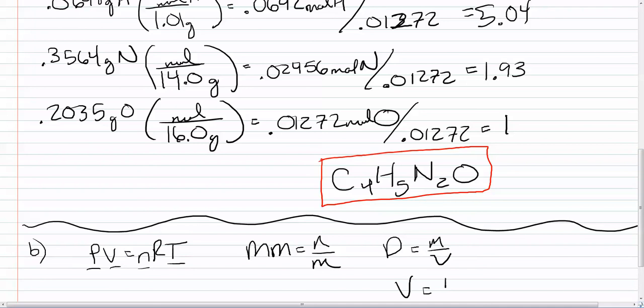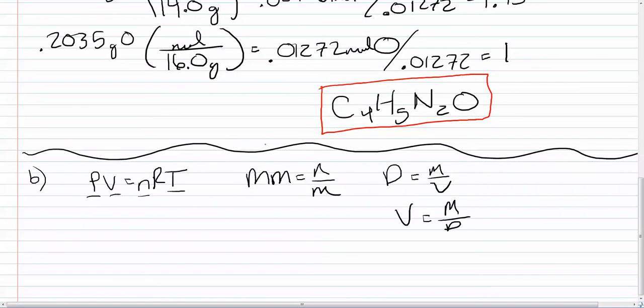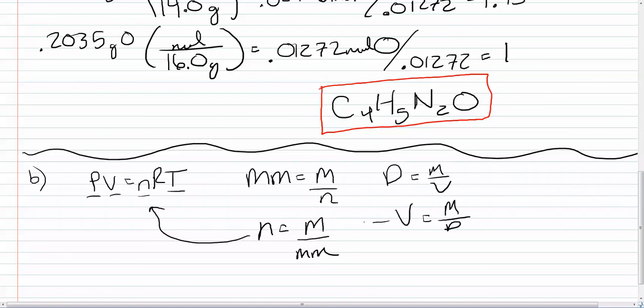Density is mass over volume. Rearrange: volume equals mass over density. n is going to equal molar mass times m. Oh, I've got that upside down. I lied. Ignore that little piece, because this is actually m over molar mass. So we're going to replace n, and this is actually going to end up equaling m over molar mass.